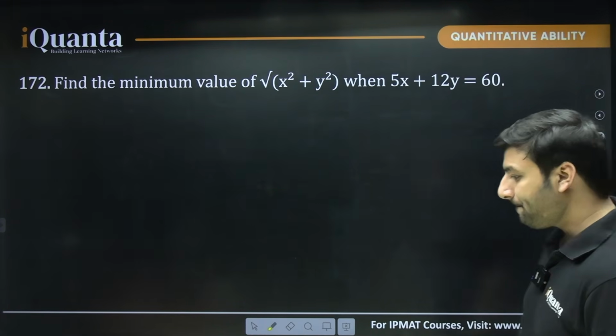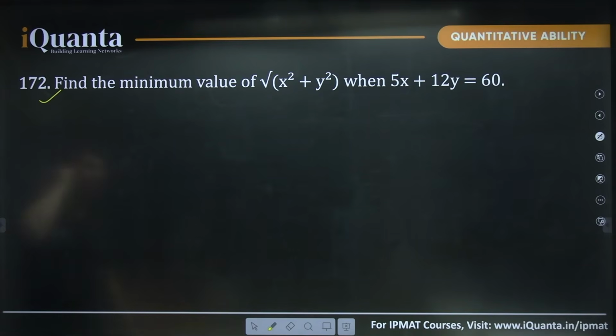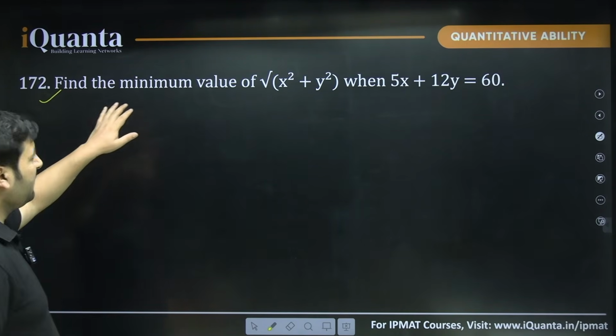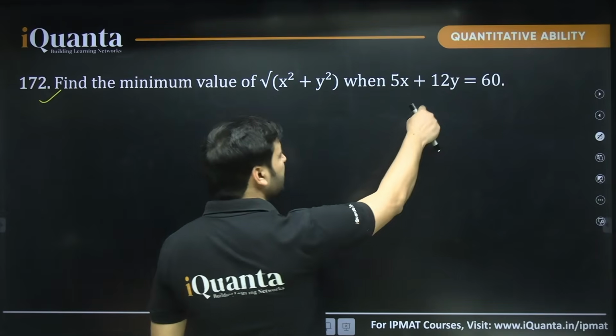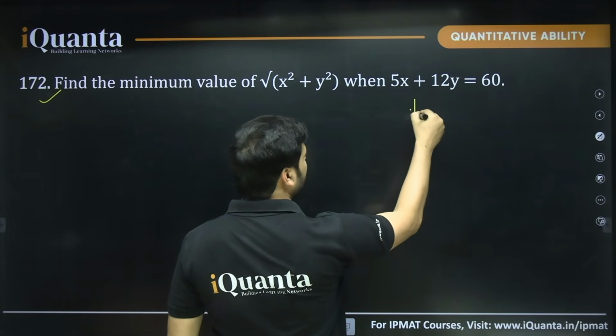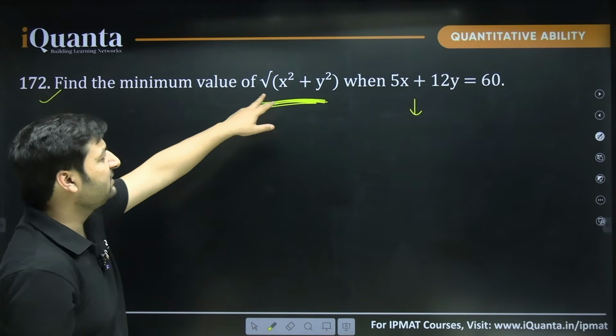Now let's come to another question which says, find the minimum value of root of x square plus y square when 5x plus 12y equals 60. So we have to find out the minimum value of this when this condition follows. So can I just express this expression, because I have to find out the minimum value of this, and this is a power 2 expression.